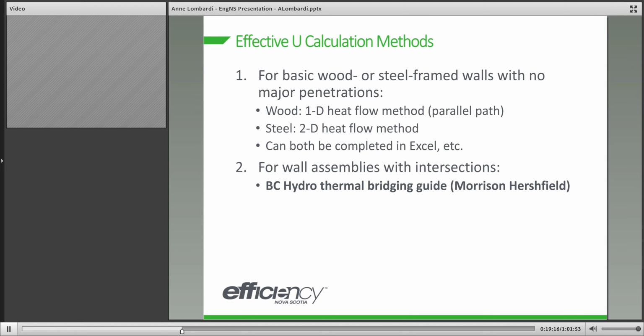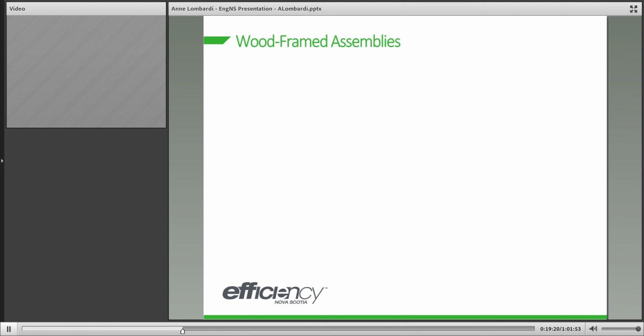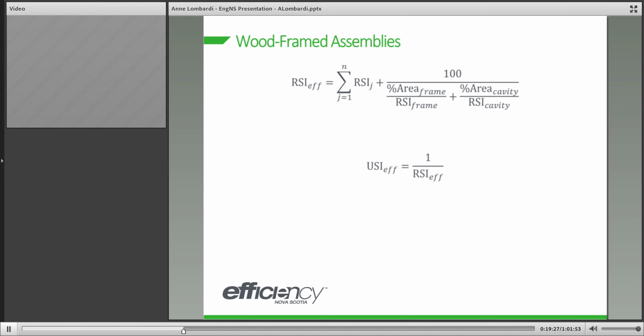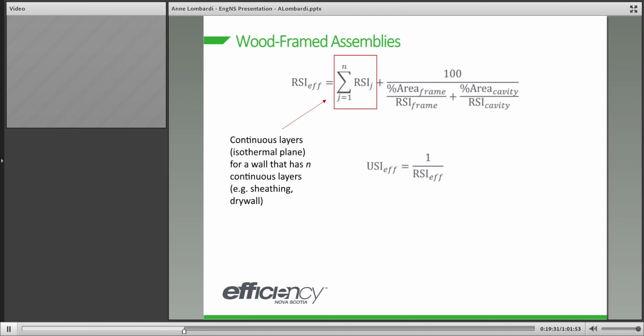But first, I did want to go over those calculation methods briefly, and since this is an engineering presentation, it's always nice to have some equations in there. So, wood framed assemblies to start. To calculate our effective R value, we just have two basic terms.